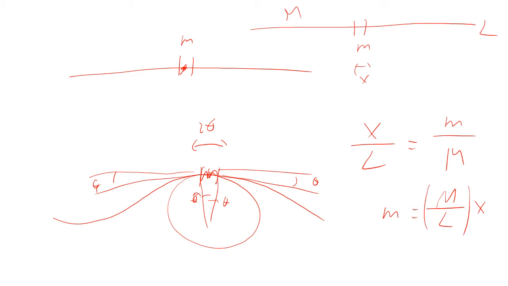Now, mass per volume is density. But I can define something mass per length and give that a different letter, mu. That is going to be the linear mass density. So m equals mu x. So mu, the linear mass density, is the mass per length of the string. And that means that if you have double the length, you have double the mass.